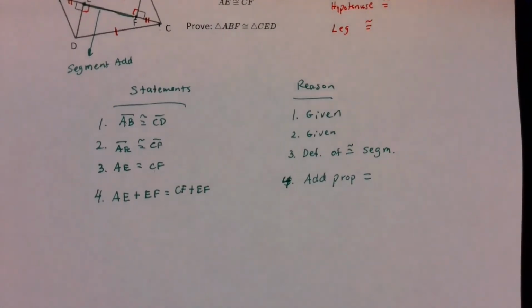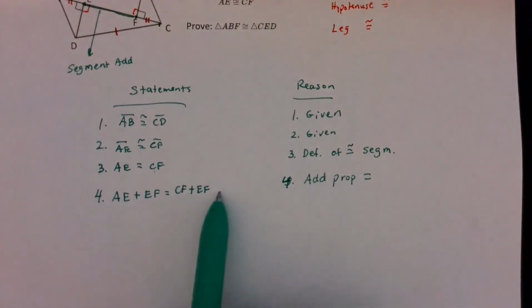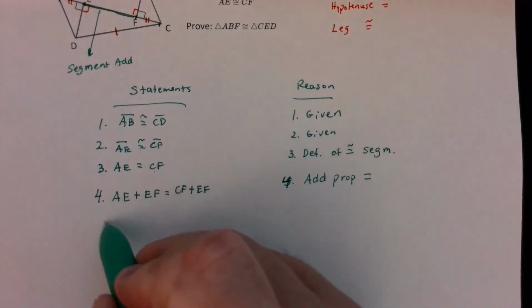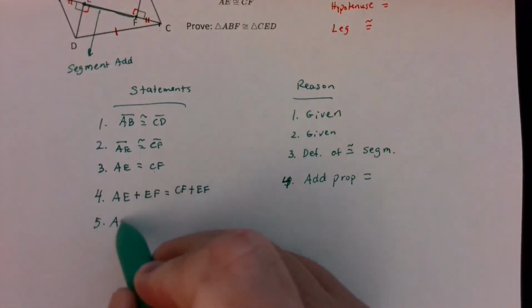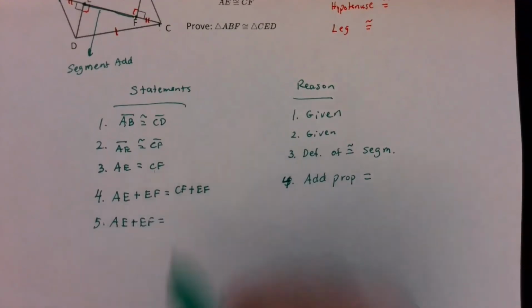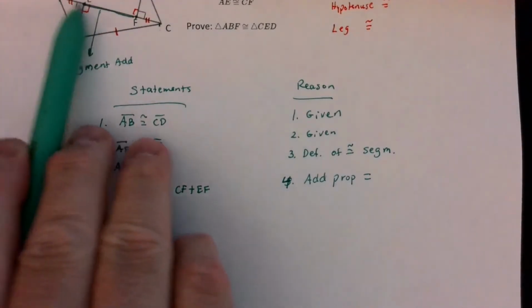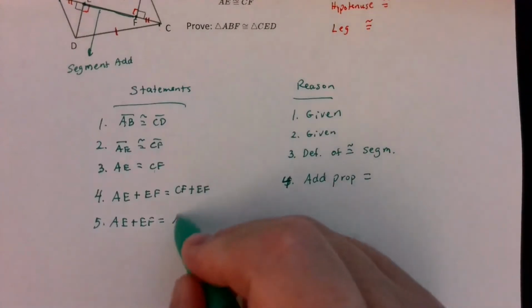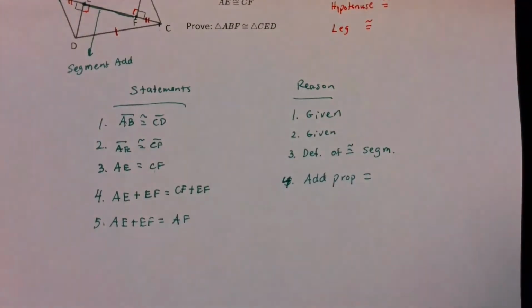So now, what does this tell me? Well, I know that AE plus EF has to equal this segment right here, which is AF. Now, how do I know that? That's the segment addition postulate.